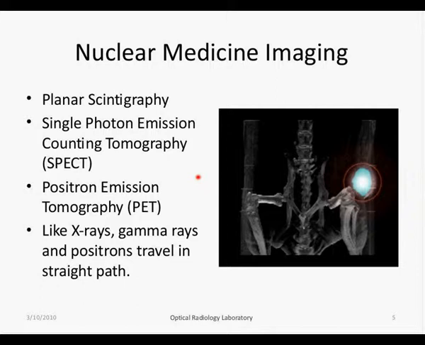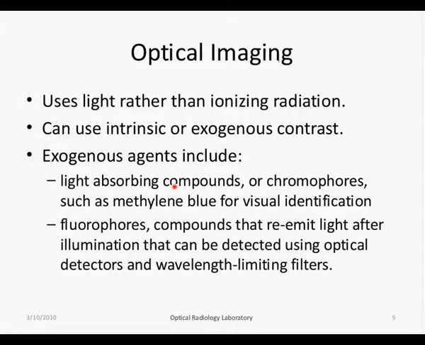Like the X-rays, the gamma rays and positrons travel in a straight path, so they're relatively easy to reconstruct the images based on different methods. So the tissue does absorb some of those photons as well, but the ones that are not absorbed do travel in the straight path, and then they can reconstruct to find out exactly where they were to begin with.